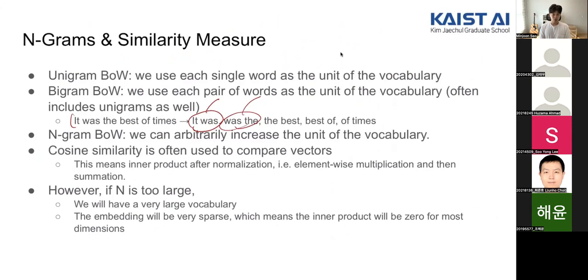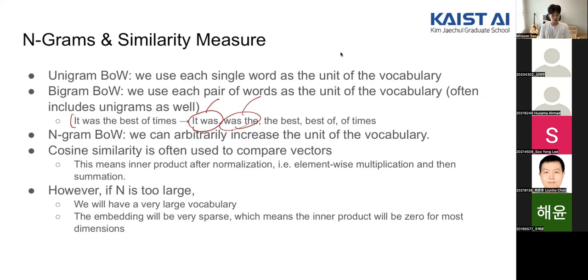When we're trying to compare these bag of words, whether they are unigram or n-gram, we usually use cosine similarity, which means first normalizing each vector, and then computing the inner product. Inner product is element-wise multiplication and then summation. So it's basically the same as matrix multiplication.